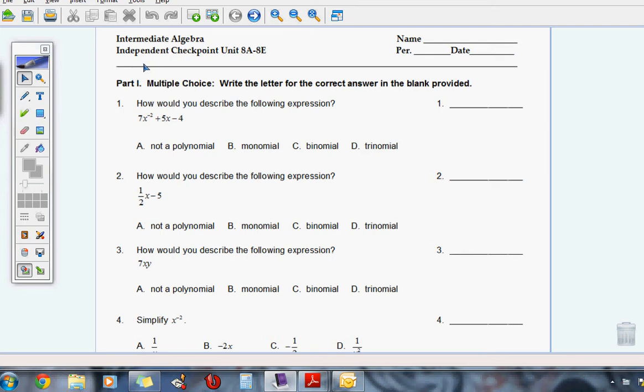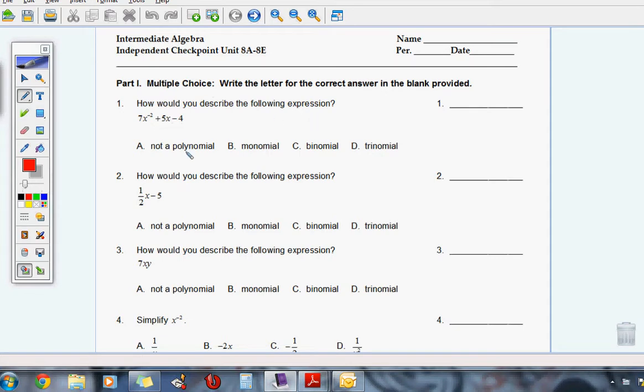The independent checkpoint unit 8A through 8E. I'm going to try to give you some good input on each question without trying to take too long to explain each item. So make sure you ask if you don't understand something I'm talking about anywhere in this video. All right, looking at the first one, how would I describe the following expression?